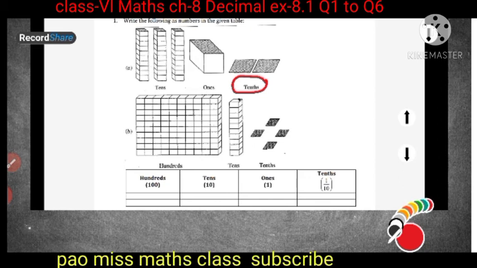Now question number 1, write the following as a number in the given table. Here a table is also given, isn't it? This is a place value table, and in it we have to put the values, and the picture is given here. So for the first one, in the tens place how many? 2. Assume this is chocolate. For tens, how many chocolates are there? 2 chocolates, so here it will be 2. Now for the ones place, only 1 block is there, that means 1 block of chocolate or anything.